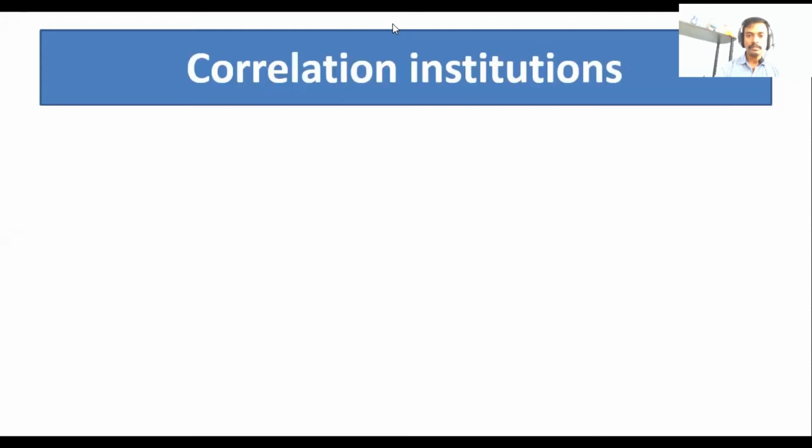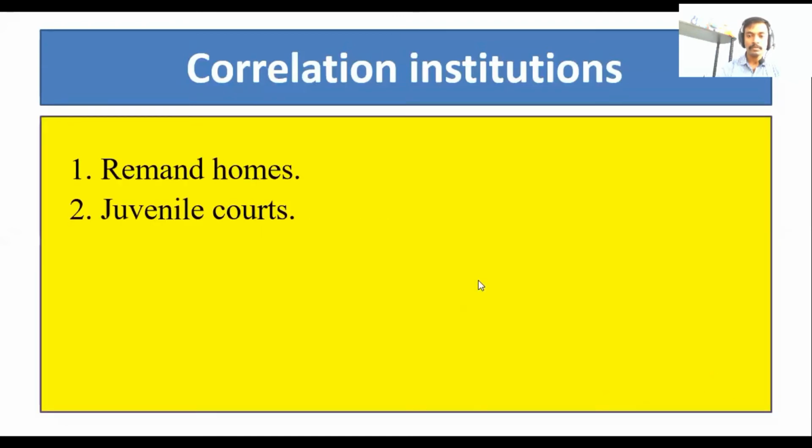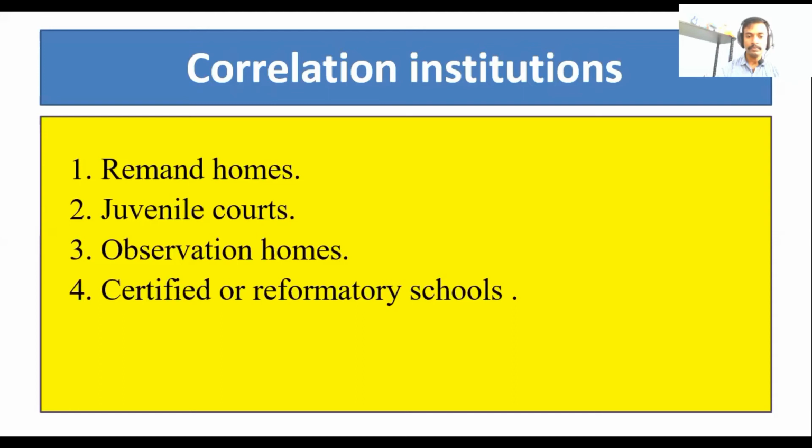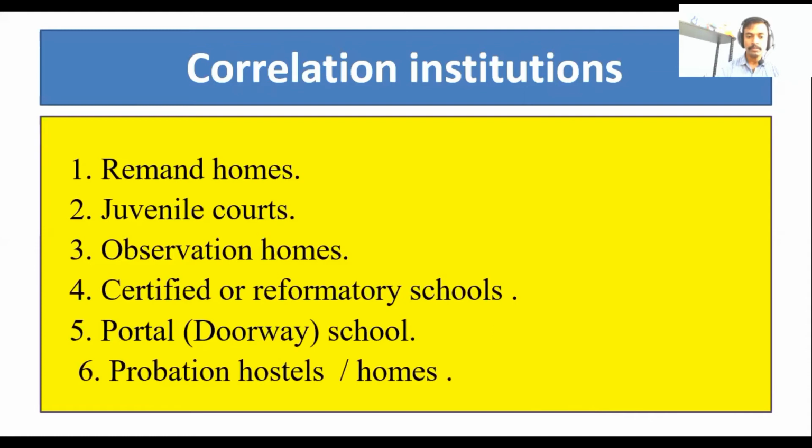Then correctional institutions, various institutions working only for this type of issue in our society. First institution, remand homes. It is like jail for adults; a remand home is for children. There is no punishment, only treatment, education and skill development, to try to remove the criminal behavior. Then juvenile court, the court only for the child who did crime. Then observation homes, certified or reformatory schools, after-care homes, probation hostels and homes.